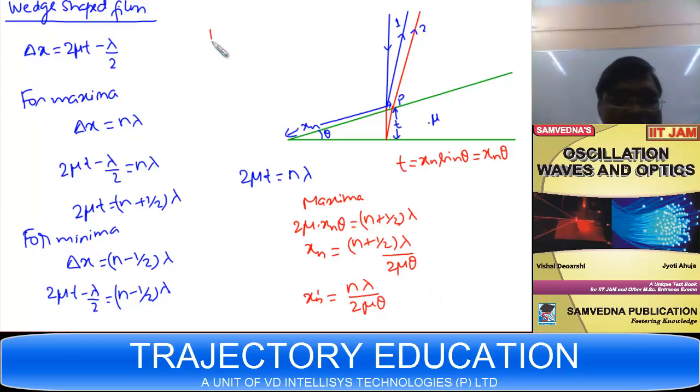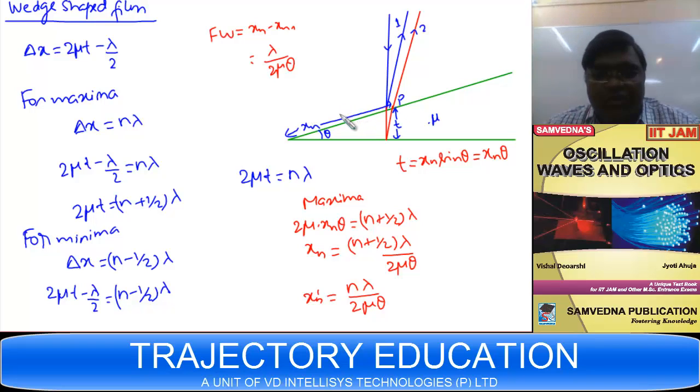2 mu theta. So the fringe width, which is x_n minus x_(n-1), becomes equal to lambda upon 2 mu theta. That is the fringe width. So this is how the fringes get formed on the wedge-shaped film. The thickness goes on increasing linearly over here.